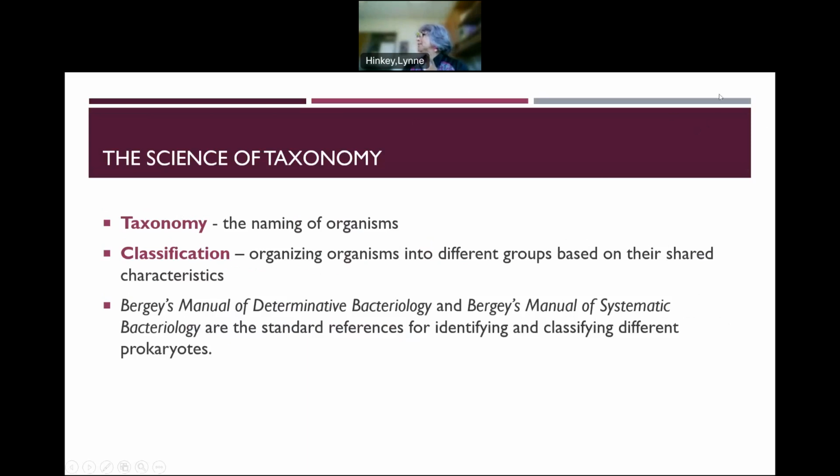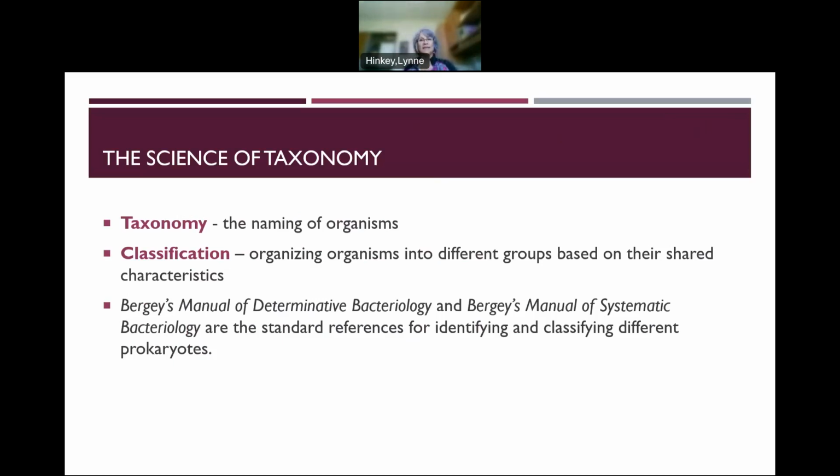So taxonomy is just the naming of organisms. How do we give them their scientific names? And it's important that we have a scientific name that's universal. So we'll see scientific names tend to be Latin or Greek names, and that scientific convention is followed by everyone. So the scientific name of an organism is the same if you are in the United States or the UK or Australia or Germany or Russia or China or Japan or anywhere. The scientific name is the designated name.